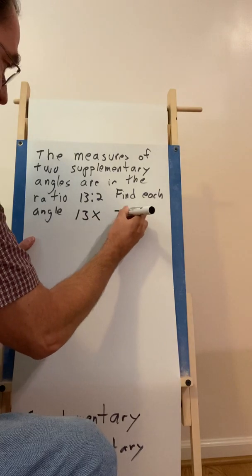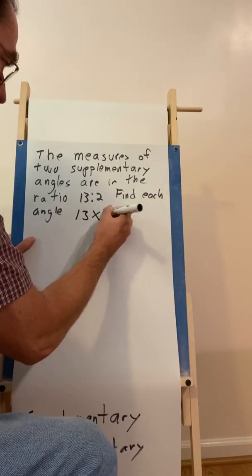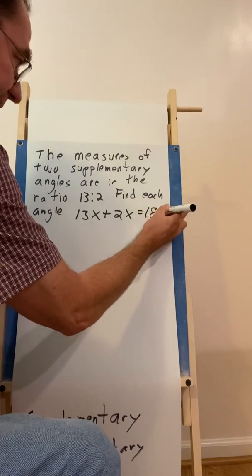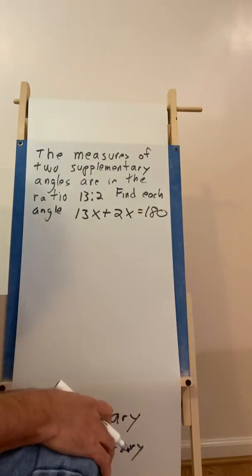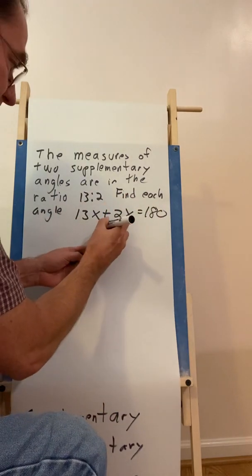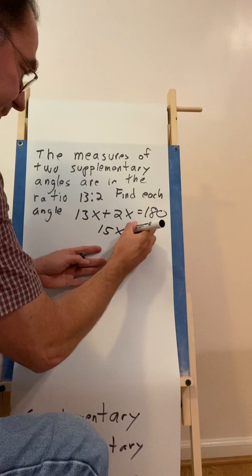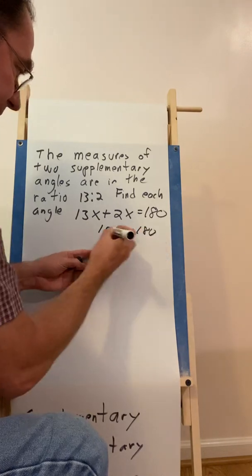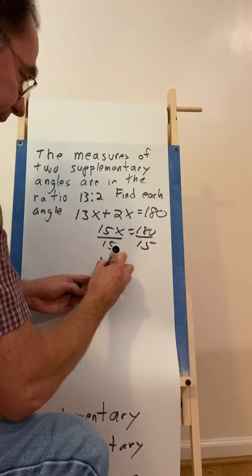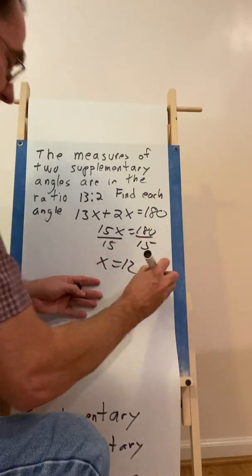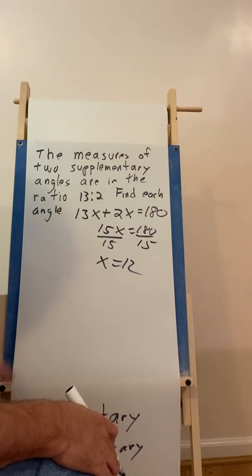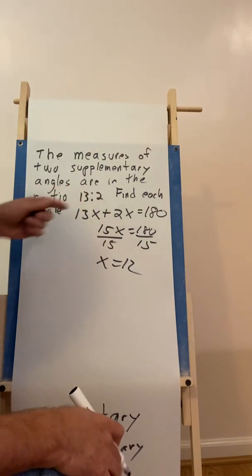13x and 2x. And what do we know? We know that they're supplementary, so the sum is 180. And that would be the equation to find the answer. Well, combine like terms, you get 15x equals 180. And then when you divide by 15, you get x is equal to 12. Okay? So find each angle. The two angles were 13x and 2x.